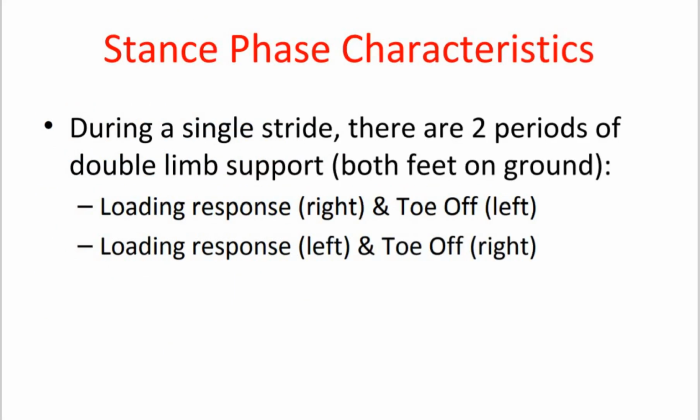So now we will see about the stance phase characteristics. During a single stride, that is a single gait cycle, there are two periods of double limb support, where both feet are on the ground. The loading response in the right leads to the toe off in the left. Then the loading response in the left leads to the toe off in the right.